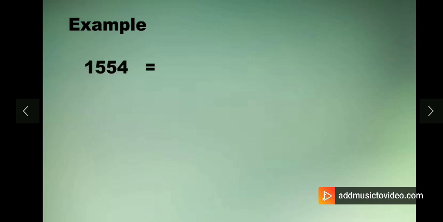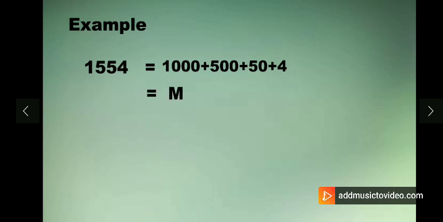Example 2, 1554. Again, let us expand this number as 1000 plus 500 plus 50 plus 4. So, M stands for 1000, D stands for 500, L stands for 50 and IV stands for 4. Thus, 1554 is written as MDLIV.